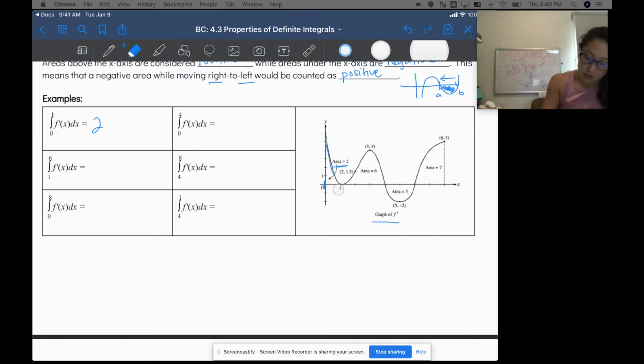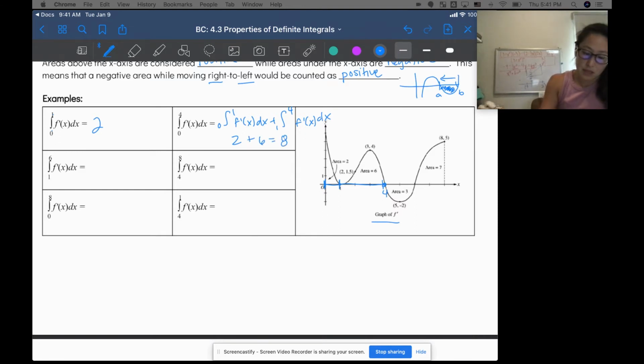All right, from 0 this time to 4. So from 0 to 1, 2, 3, 4, okay? It's an accumulation of area, so I'm going to accumulate the area from 0 to 1, and then from 1 to 4. We would write it like this: the integral from 0 to 1 of f prime of x dx plus the integral from 1 to 4 of f prime of x dx. The area from 0 to 1 of f prime of x is 2, and the area from 1 to 4 is 6. So 2 plus 6 is equal to 8 units.